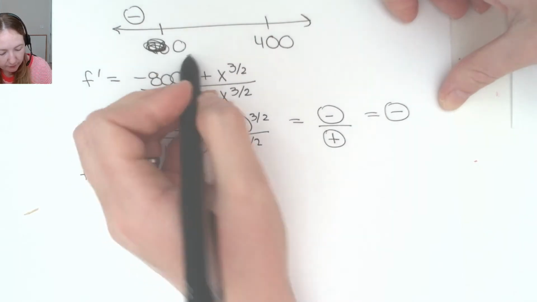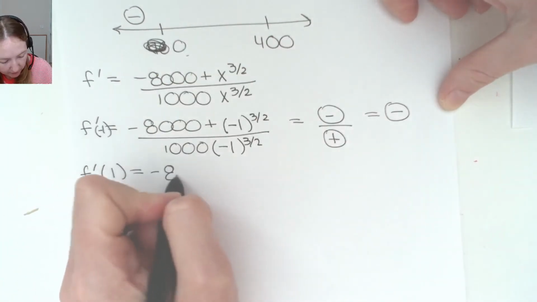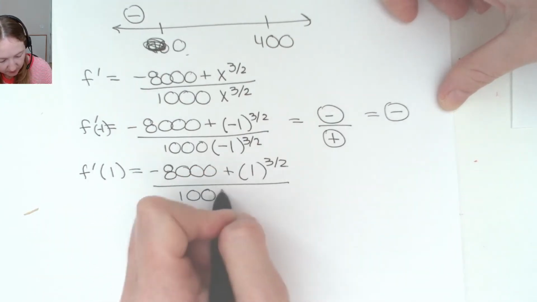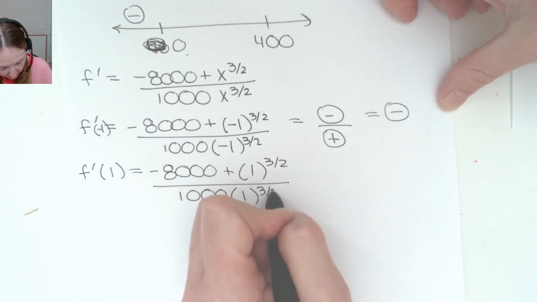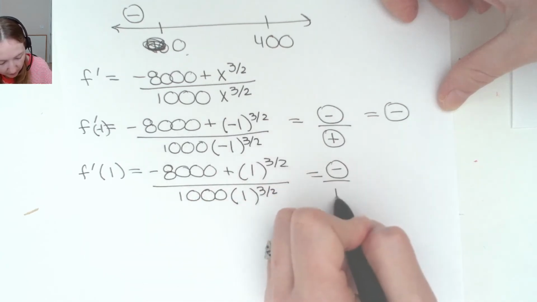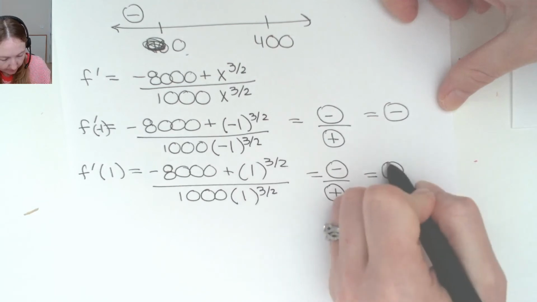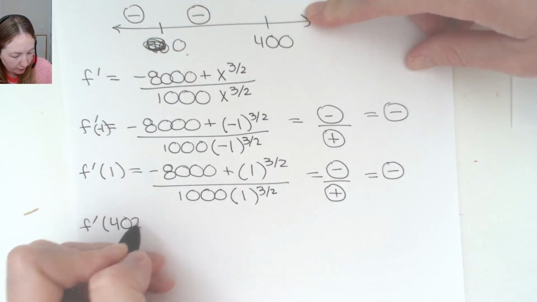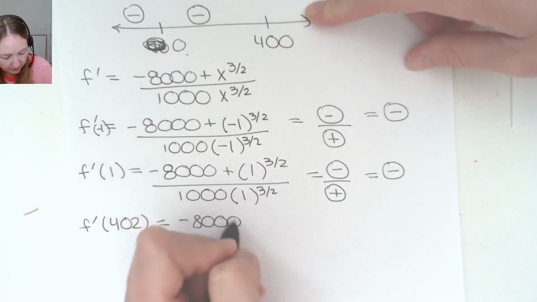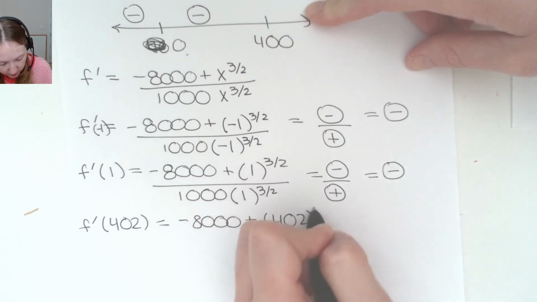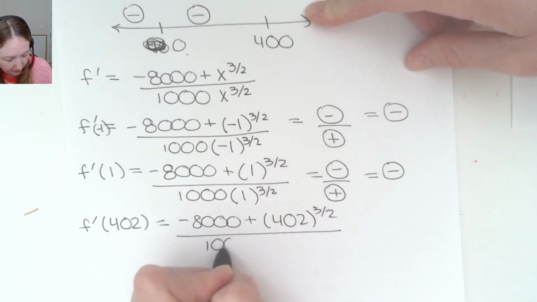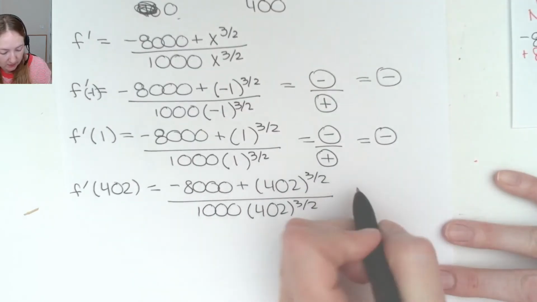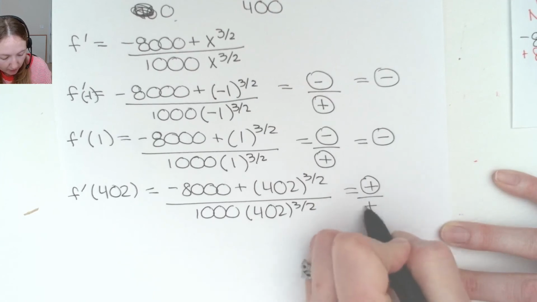Then we will plug in from 0 to 400. Maybe we plug in 1. That is also going to give us a negative because it will give us a negative in the numerator over a positive. And then we plug in the 400, maybe we plug in 402. So we get negative 8,000 plus 402 to the 3/2 over 1,000 times 402 to the 3/2. And that is going to give us a positive over a positive.